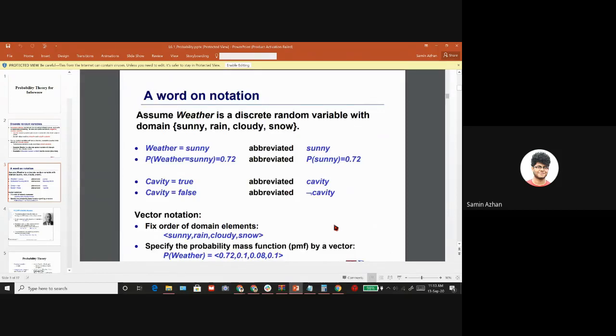And here are some notations for probability. We are pretty much already familiar with these, but just a quick review: if weather is equal to sunny, we can directly write sunny like this. And for probability for weather equals sunny, sometimes you can write it like this: probability of sunny equals 0.725. And for cavity equals true, we can write it just cavity, and cavity equals false, we can write it not cavity.